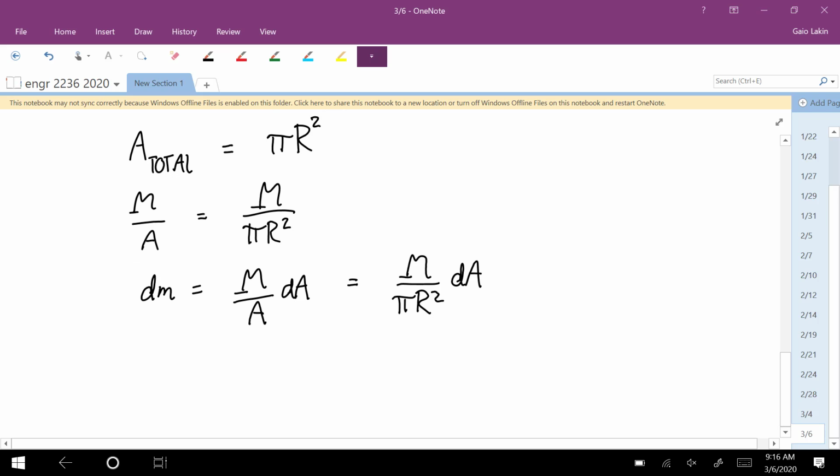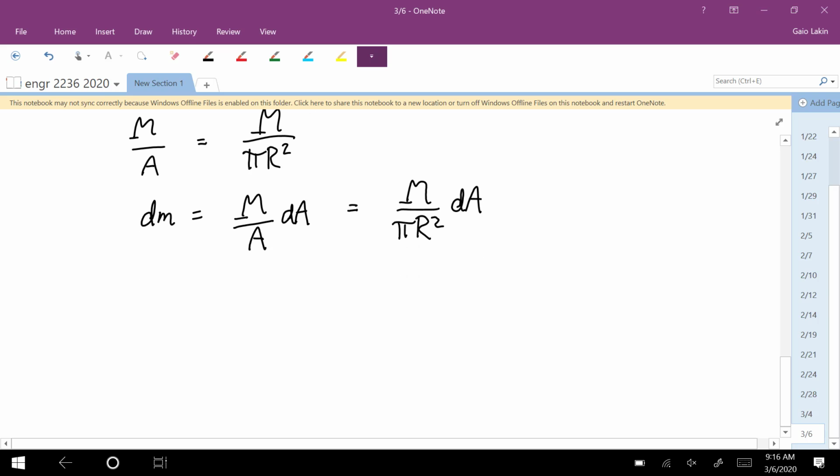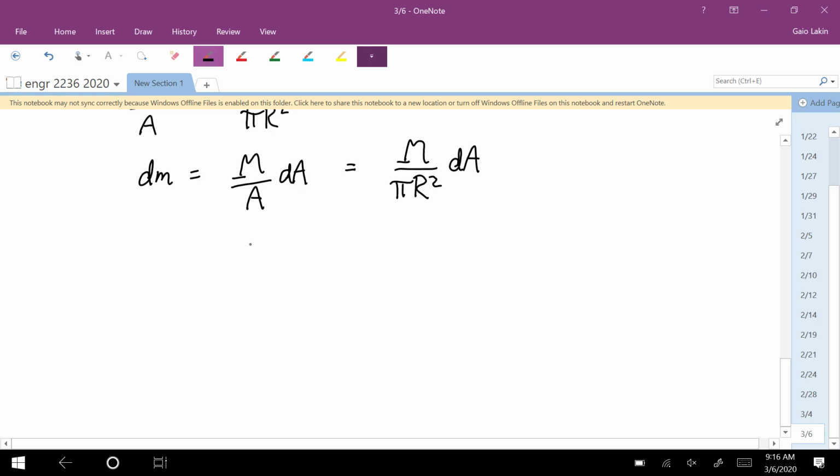The variable that we're integrating over isn't mass, it's area. And now we have to think about how we're going to break up this area into infinitesimal pieces. That's always the heart of the problem when you're using any integral formula, any integral definition, figuring out how to break it up into infinitesimal pieces. So here's how I'm going to do it.